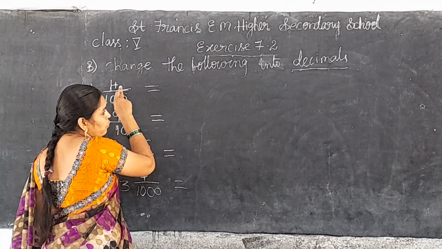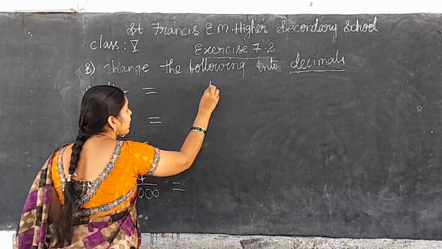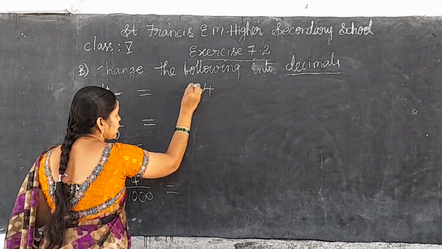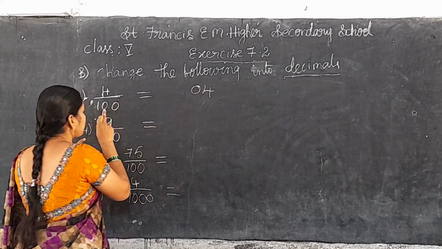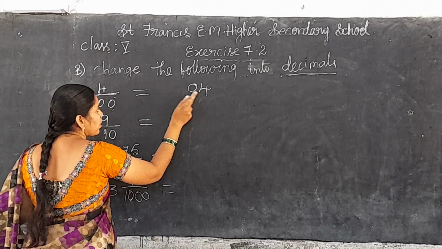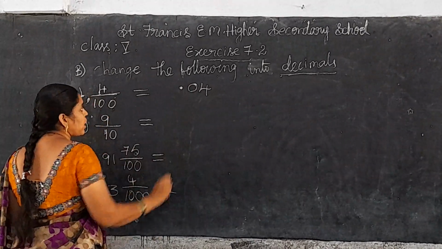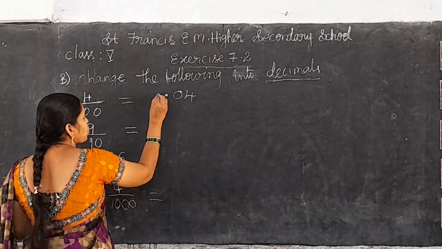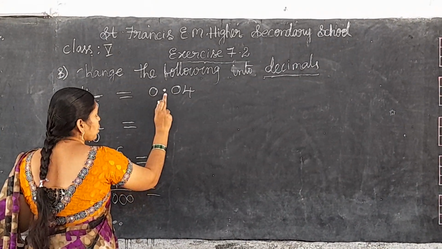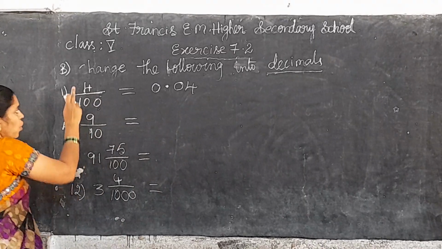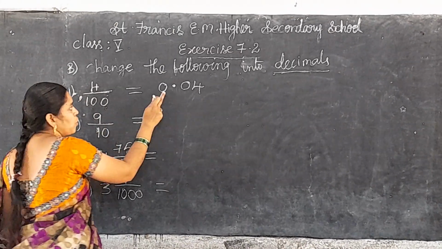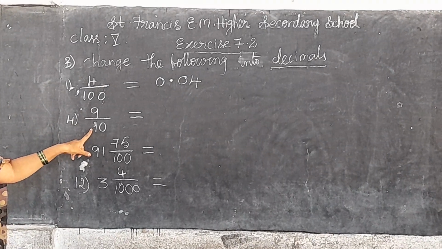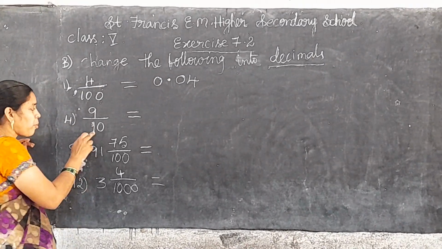What is there here? 4. That 4 you should write in the last, and then before it you should write 0. 2 numbers after the point. So 1, 2. Before that you should put 4. Here is any number there in the whole number? No. So you should put 0. This is 0.04. 4/100 is equal to 0.04.